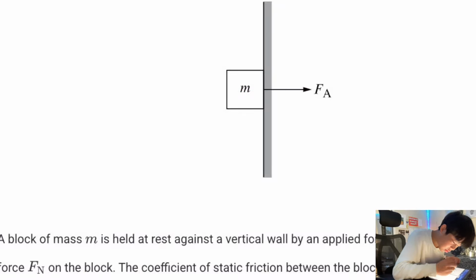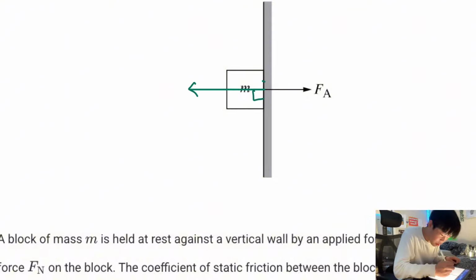Oh shoot, it needs to be equal to FA. It's whatever, guys. You know what I'm doing. You know what I mean, right? So perpendicular means it forms a 90-degree angle. So this is going to be Fn.